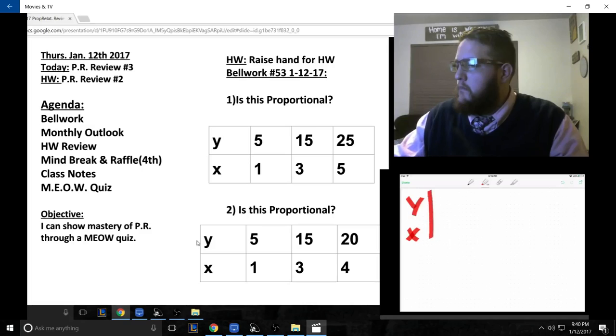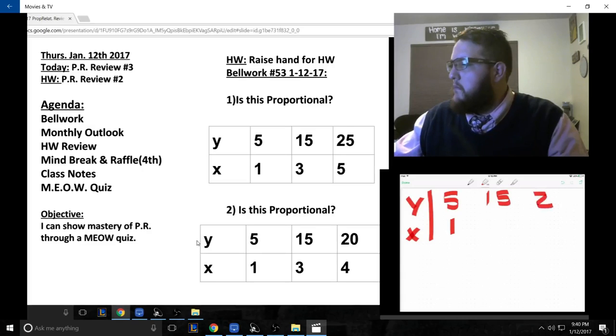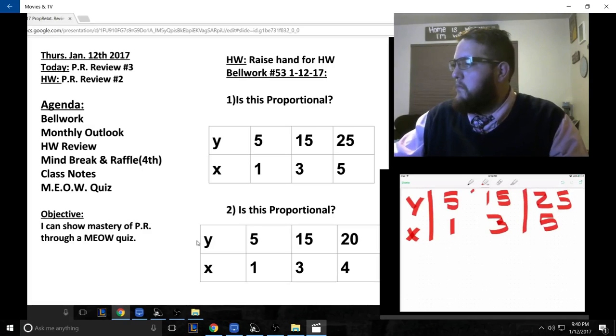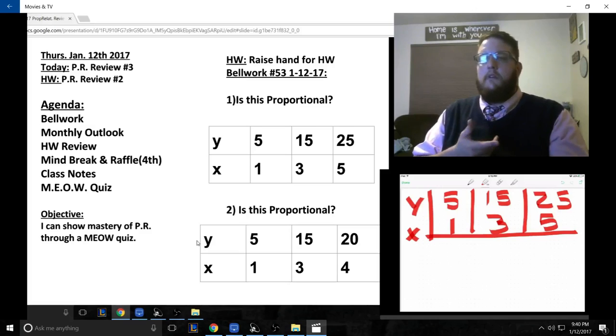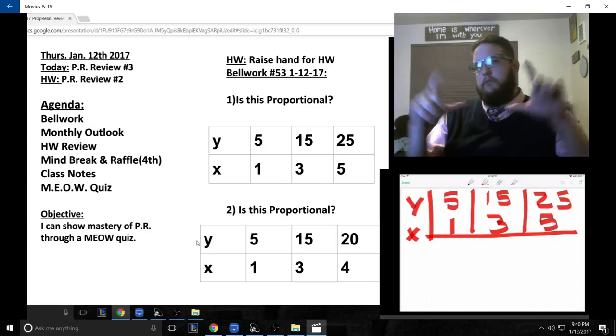And this is going to be important because in order to determine if our table is proportionate, we must first determine if the table has a constant of proportionality, or if it has a constant rate of change. In order to do this, we must take each of these coordinates and determine their own rate of change.